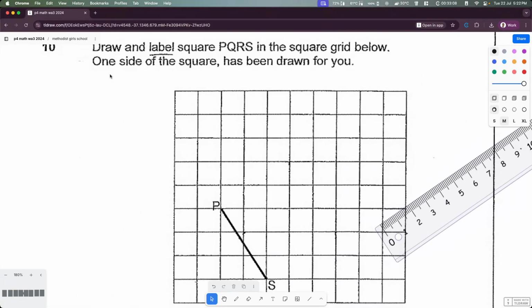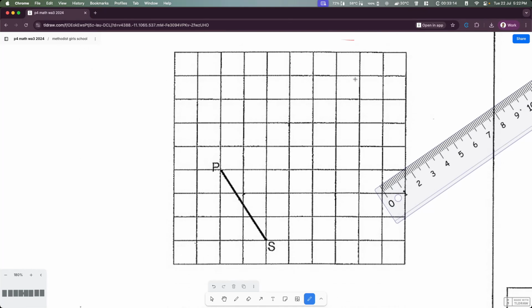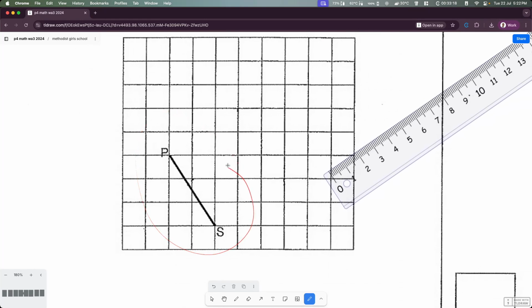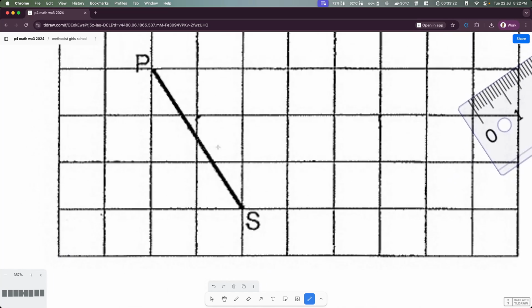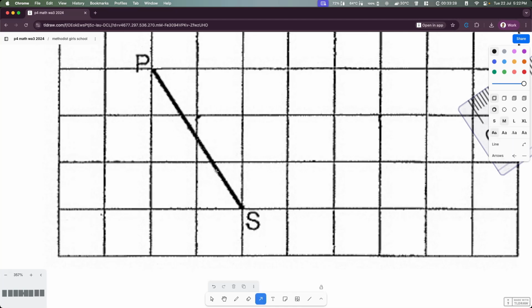All right, question 10. Draw and label square PQRS in the square grid below. One side of the square has been drawn for you. So we have one line over here, PS. How do we draw the other line? This is what I usually like to do. I make this PS a triangle, and over here I write down 3, because this is 3 squares long. Then the PS over here is actually 2 squares long.